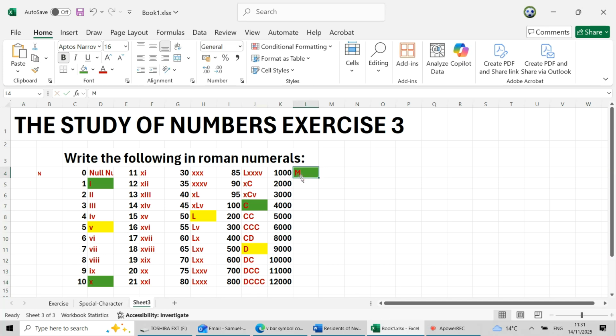Now, we are here on 1000. 1000 is represented by M. So to write 2000, we can repeat 1000 times 2, or we can add 1000 plus 1000 to get 2000 because M can be repeated. Therefore, 2000 will be double M, and then 3000 will be triple M.